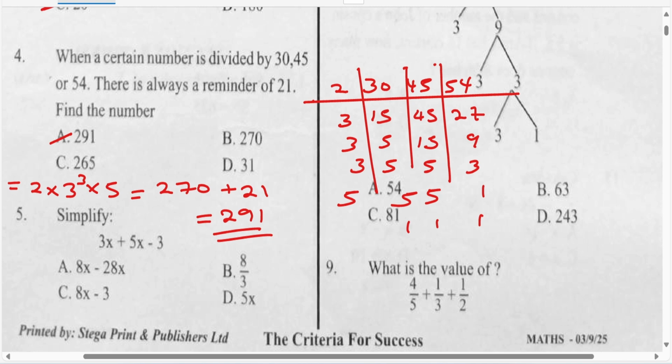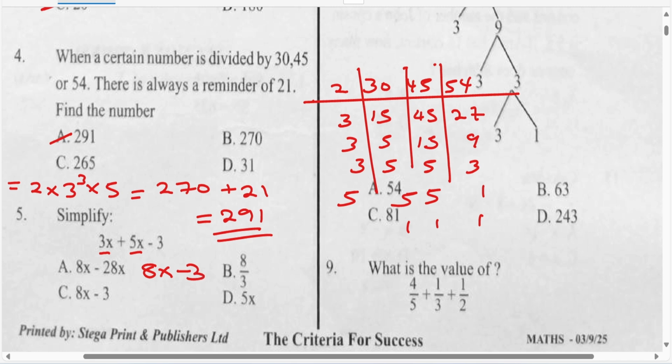Okay, simplify. 3x plus 5x minus 3. What you do, you collect like terms, in which like terms ni 3x na 5x. Minus 3 is not a like term to those numbers. So basically, 3x plus 5x ni 8x. You just add the coefficients. Utachukua 3, uta-add kwa 5, which gives you 8x minus 3.